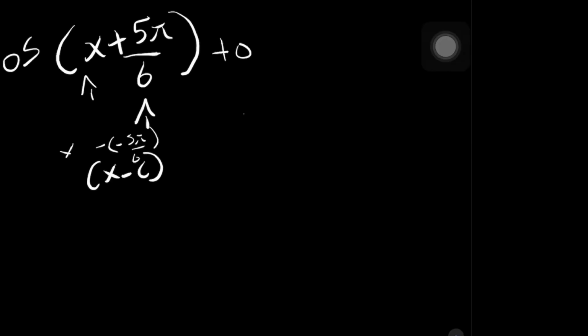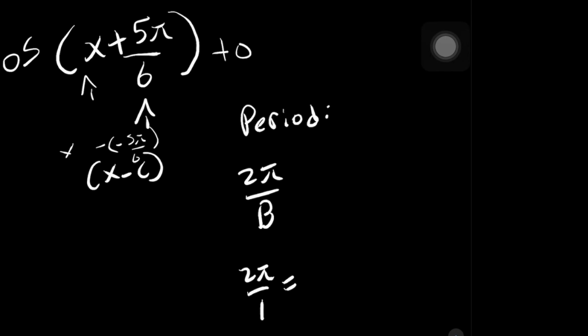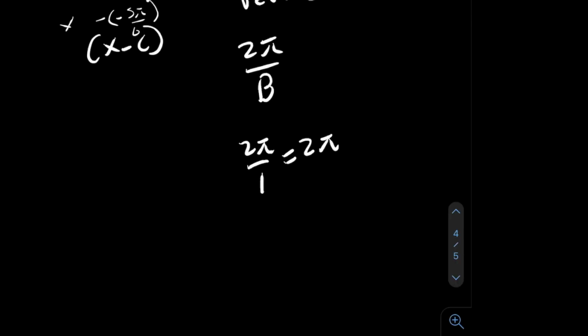Now we need to get the period and phase shift. So let's start out with the period. We said the period is 2 pi over our b value for sine and cosine. Our b value was 1, so it's 2 pi over 1, which is just 2 pi. So our period is 2 pi.